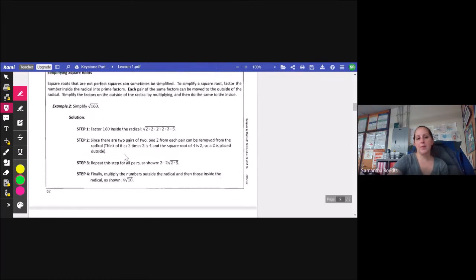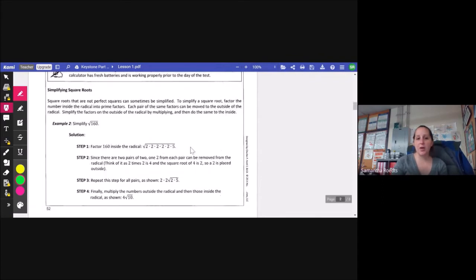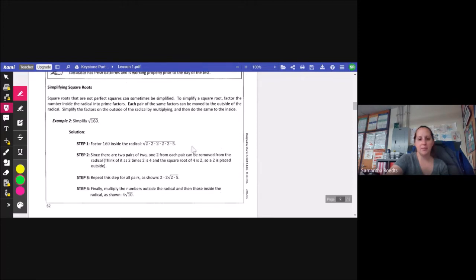Simplifying square roots. Square roots that are not perfect squares can sometimes be simplified. To simplify a square root, I factor the number inside the radical into prime factors. Each pair of the same factor can be moved to the outside of the radical. Simplify the factors on the outside of the radical by multiplying, and then do the same to the inside.